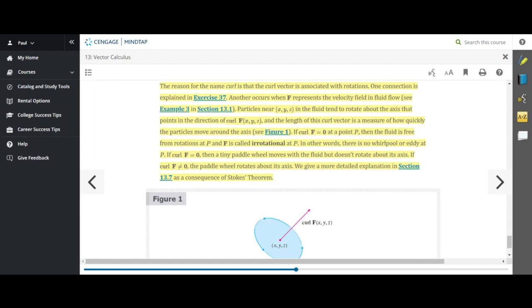The curl vector points, like you see there in figure 1, you have a whirlpool around the point x, y, z. The curl vector points out along that axis, and particles of the fluid rotate about that vector. So that's the idea of the curl. Now, are there any questions before we move on?